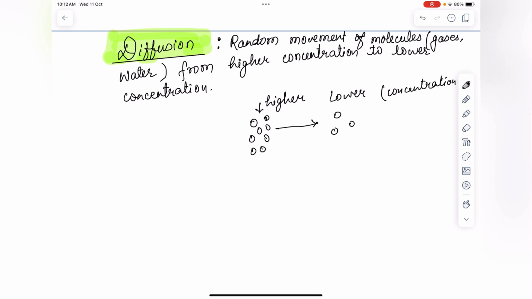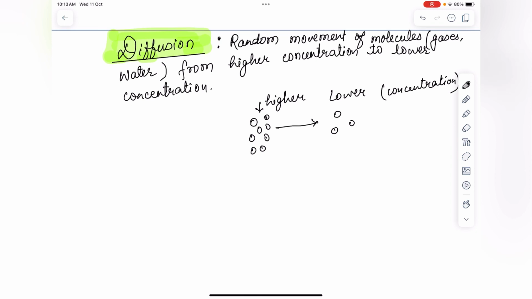Its movement will be from high to low, towards where the concentration is lower. It may be in the form of gases and in liquid. So diffusion is the random movement of molecules, that is gases or water, from higher concentration to lower concentration. It is passive. For the process of diffusion no energy is required.